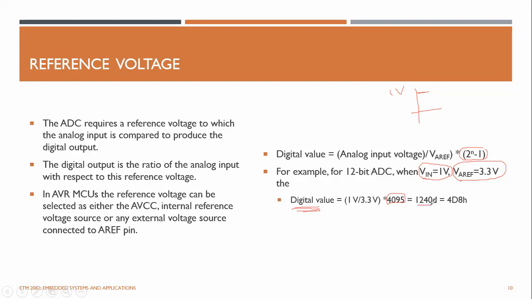So it will produce 1240 in decimal or 4D8H in hexadecimal. This is the decimal value, and this is the hexadecimal representation of the digital value. So it's a very simple calculation.